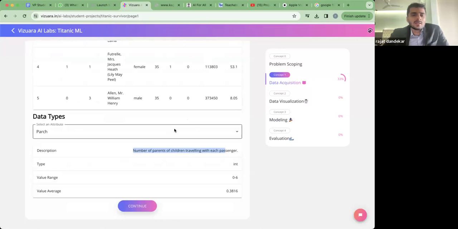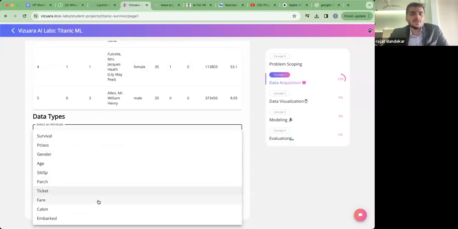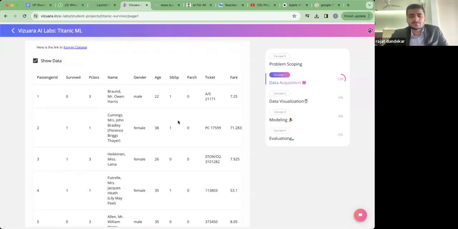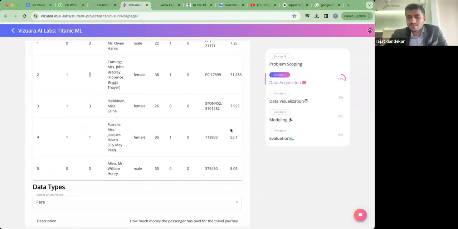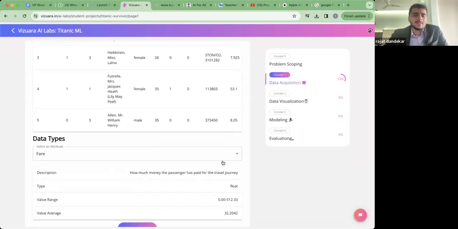Then ticket number. Ticket number is just a string which says the number of the ticket. You can see it's a pretty random number which has any value. Then fare is how much money the passenger has paid. One quick observation you can make from all of this is that passengers in the third class have paid less money compared to passengers in the first class, who have paid almost up to 10 times the money which the passengers in the third class have paid, which makes a lot of sense.